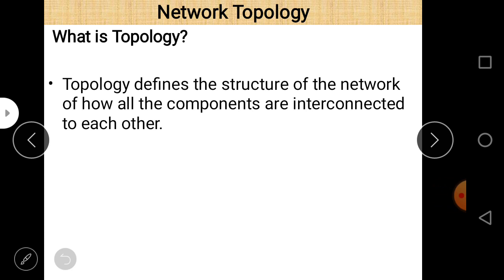So what is topology? Topology defines the structure of the network, of how all the components are interconnected to each other. Our focus is to find out the interconnection of different computers, and this is possible in many different ways. These different methods to interconnect different components, or nodes, or workstations, or computers to each other, are called topology.